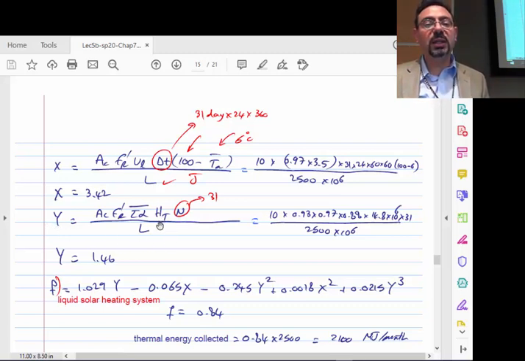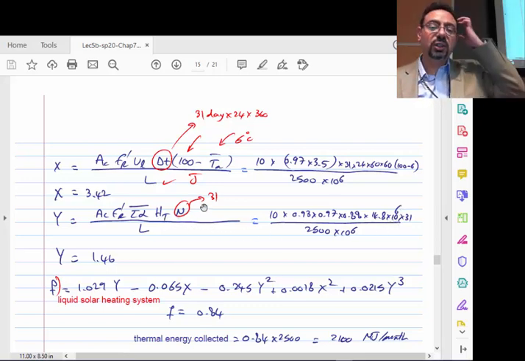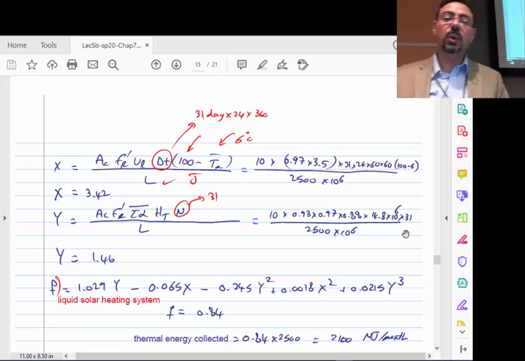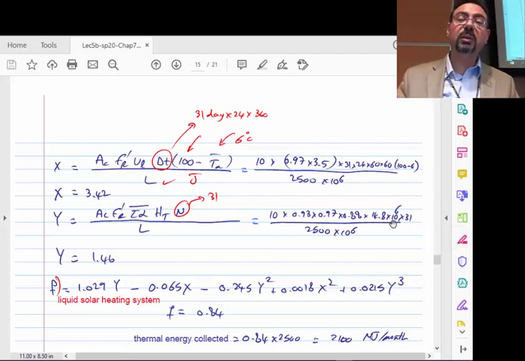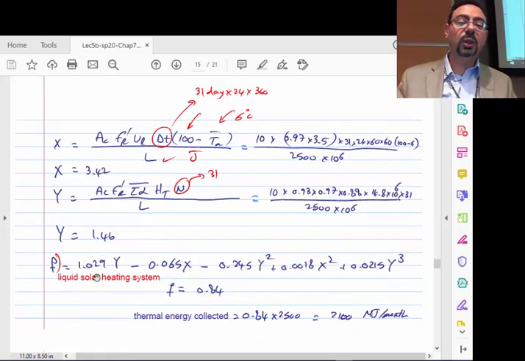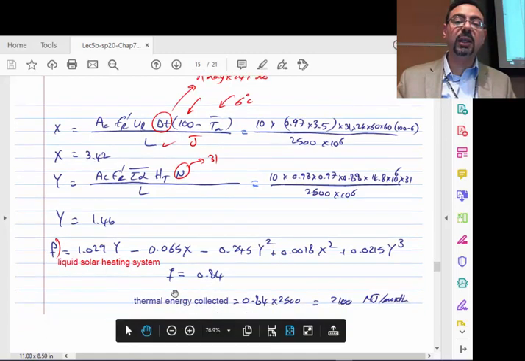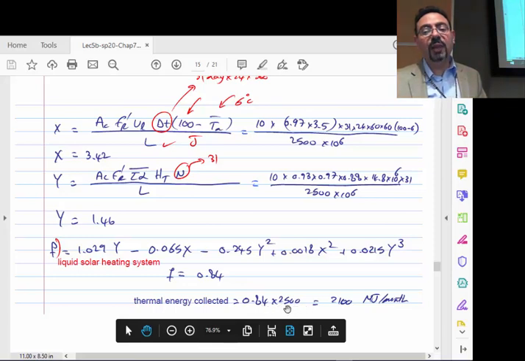So HT again, what is that? The monthly average daily radiation. So 14.8 times 10 to the power 6, and March has 31 days. So now this is joule during the month divided by the total load. Okay, so we got X and Y. I go to the chart or I use the equation and I get F of 0.84. What does this mean? 0.84 of that monthly load is coming from the sun.